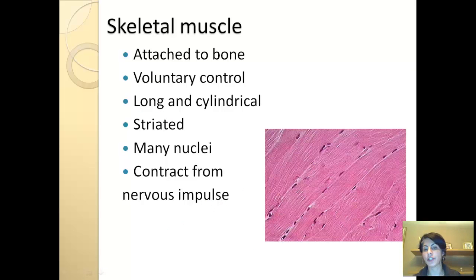Skeletal muscle, mentioned before, is attached to bone. You have total voluntary control. They are long and cylindrical. They have striations, and they often have many nuclei. Because skeletal muscle have high metabolic needs, you'll end up with cells that need a lot of information going on at once. So several nuclei will take care of all that information and ATP making and all that good stuff. They do contract because nervous tissue, as it hits it with a nervous impulse, the muscle contraction occurs.